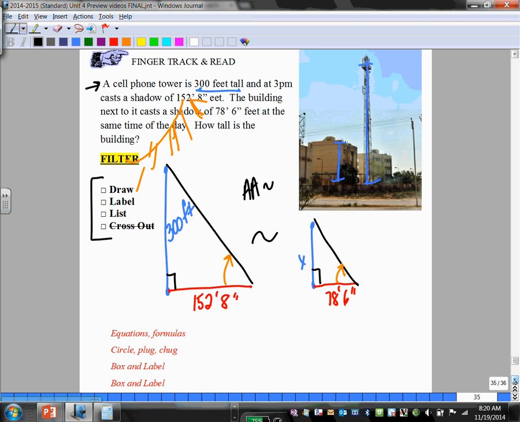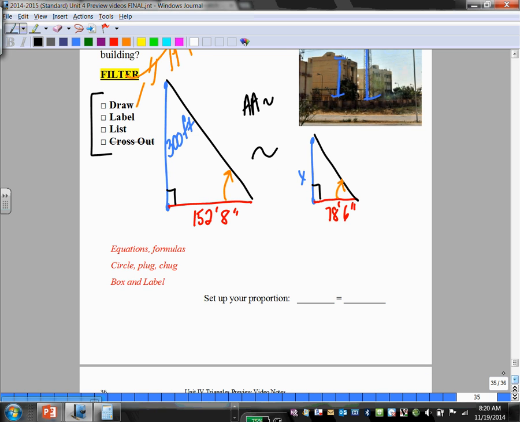So we can make a proportion. Now watch our proportion here. I'm going to go left to right. Left to right. Always draw your little arrows here. I'm going to set one proportion up here. We're going to go height over height. So we got 300 feet over x equals 152 feet 8 inches over 78 feet 6 inches.